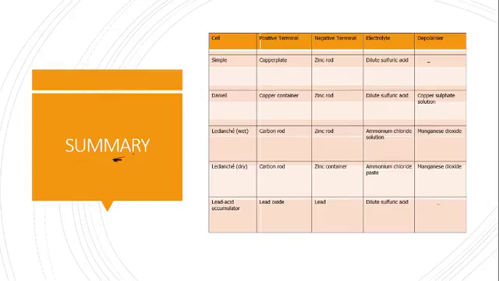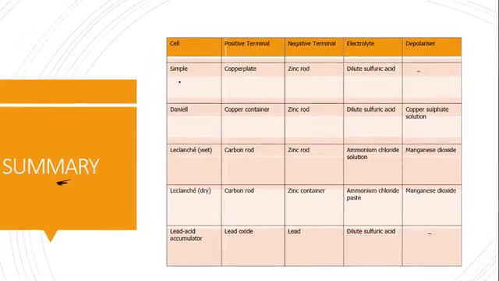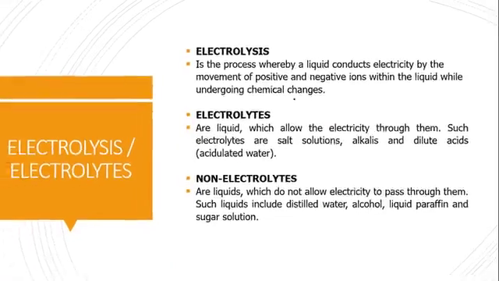Alright, so in summary of all the cells that we talked about here, it's important to note that we have simple cells, the Daniel cell, the Leclanche wet cell, the Leclanche dry cell, and the lead acid accumulator. At the end of this video, you can take note of their positive terminals, negative terminals, the electrolytes, and the corresponding depolarizers that they use.